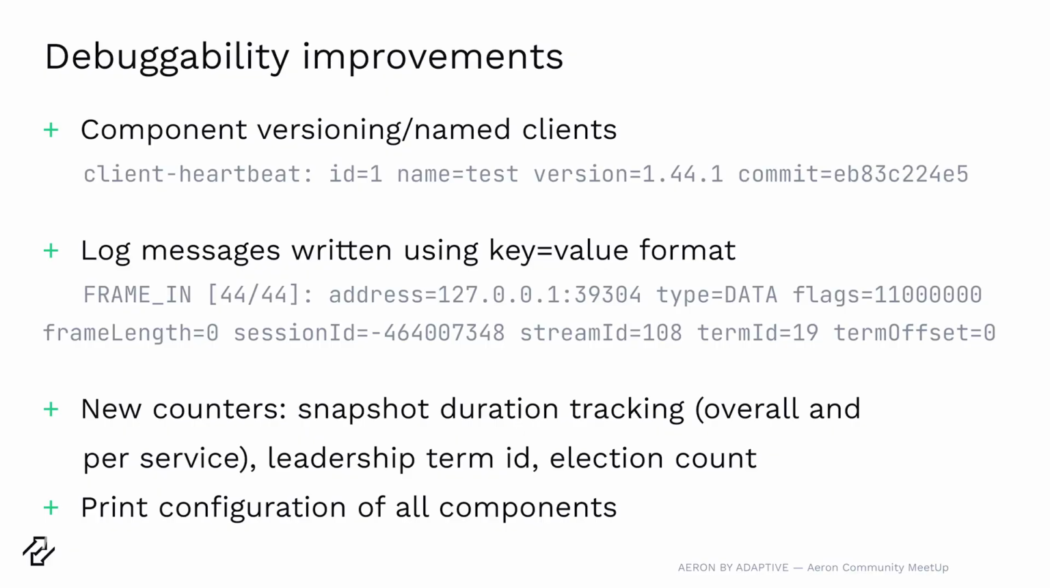Bunch of other changes. In the last couple of releases we improved things around debuggability, and got some smaller things like versioning for each component. So you can detect, for example, versions of your archive clients and see where something is not yet migrated up to speed. We also have named clients, which is a feature that's requested quite a lot. You can give a name to your client connection to the media driver, so you can distinguish where the clients come from.